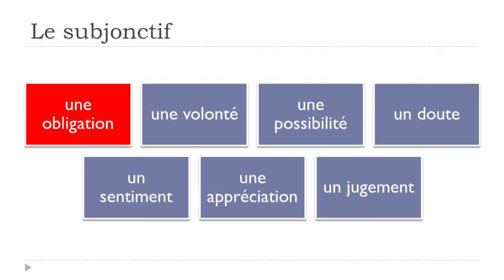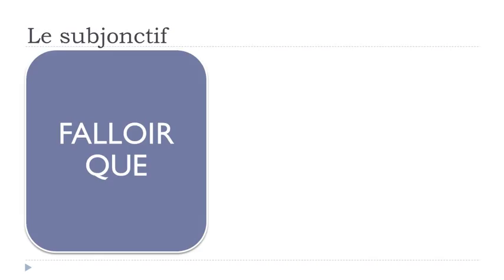Okay, so let's see first une obligation. So for example, we'll have this verb falloir and then the construction falloir que. So you will see that when we talk about le subjonctif, each time we will have que after the verb, and then the following verb will be at the subjunctive form. Okay, so that's the concept.